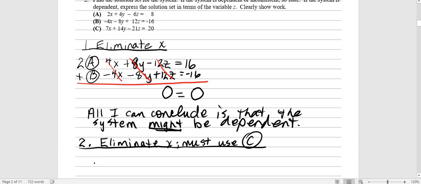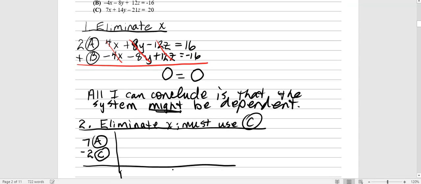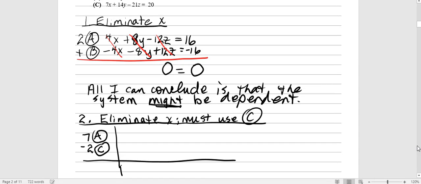So if I multiply equation A by 7 and equation C by negative 2, I will then have the elimination of my x term. And that's exactly what I want to happen. So I'm using equations A and C. I could have just as well used B and C, but I chose to use A and C.